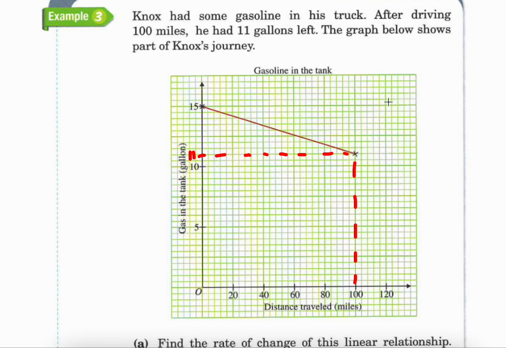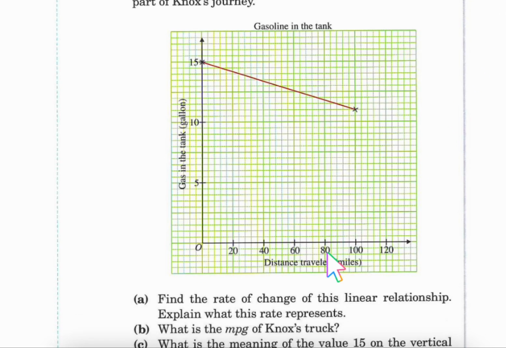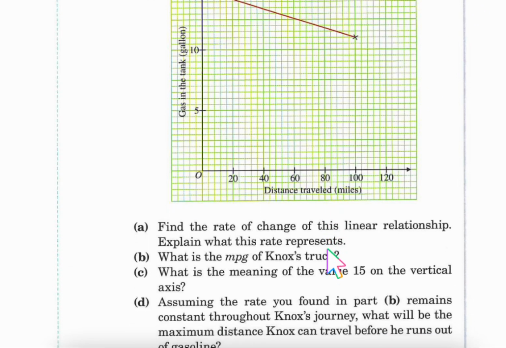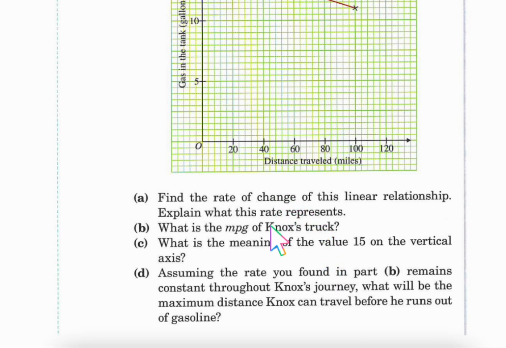The graph below shows part of Knox's journey. All right, what do they want us to do? They want us to first find the rate of change of this linear relationship. Rate of change means slope, so we just have to find rise over run. And then we have to explain what that rate represents. Remember, we can use that scale to figure that out. And then they want to figure out the miles per gallon, MPG, of Knox's truck. Part C asks us what is the meaning of the value 15 on the vertical axis. And then part D wants to know, assuming the rate that you found remains constant, what's the maximum distance Knox can travel before he runs out of gasoline.